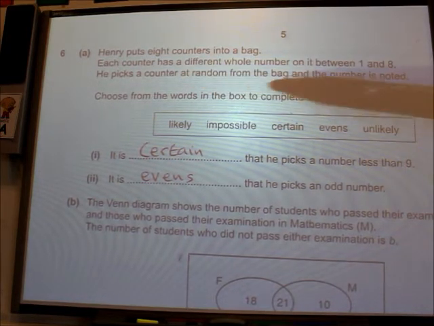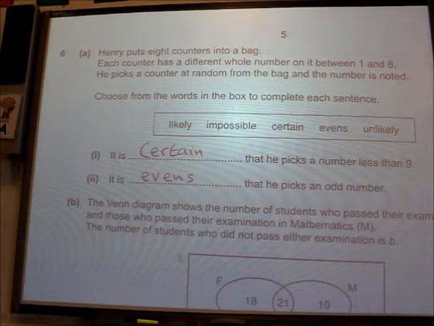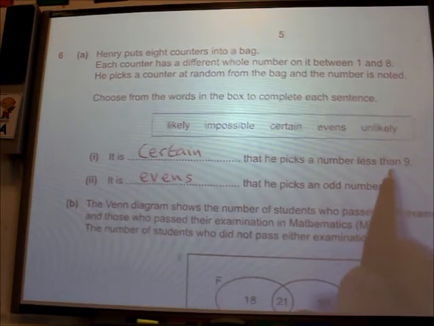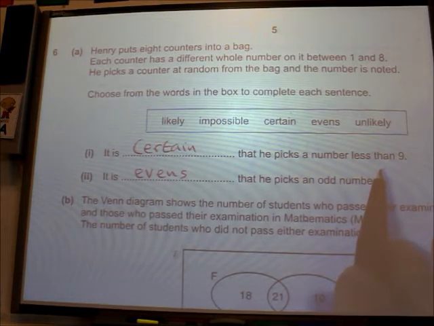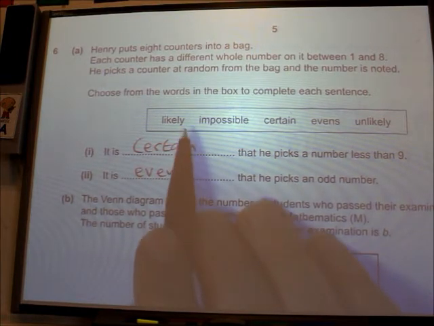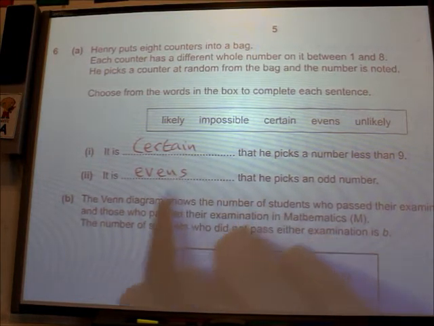Choose the words from the box to complete each sentence. It is what that he picks a number less than 9. Well, because the numbers in there are 1, 2, 3, 4, 5, 6, 7, 8, it is certain he will pick a number less than 9. It's not likely, it is certain, it's bound to happen.